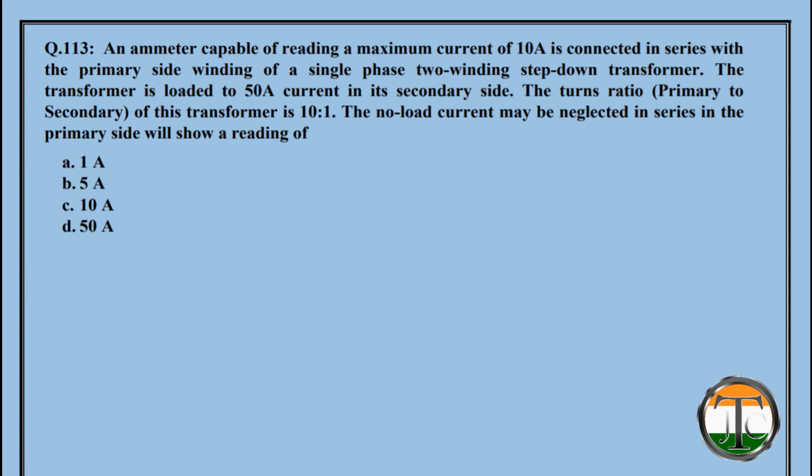So the next question is 113, that is an ammeter capable of reading a maximum current of 10 ampere is connected in series with the primary side winding of a single phase 2 winding step down transformer. The transformer is loaded to 50 ampere current in its secondary side. The turns ratio, primary to secondary, of this transformer is 10:1. The no load current may be neglected. The ammeter connected in series in the primary side will show a reading of option A is 1 ampere, option B is 5 ampere, option C is 10 ampere, and option D is 50 ampere.